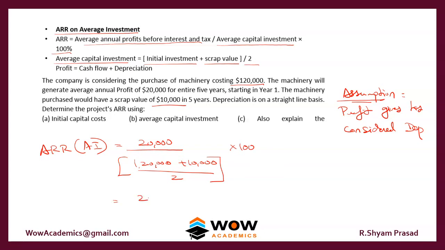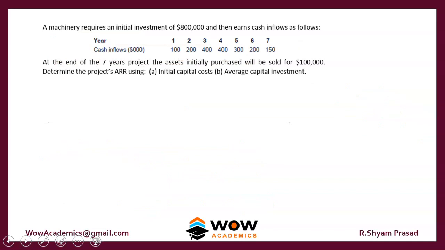To proceed, we have to solve the denominator. The denominator will come to 65,000. Our answer comes to 30%. So that's about the ARR on average investment method. The denominator is the one which changes, so just note that. Let's go to the next method.